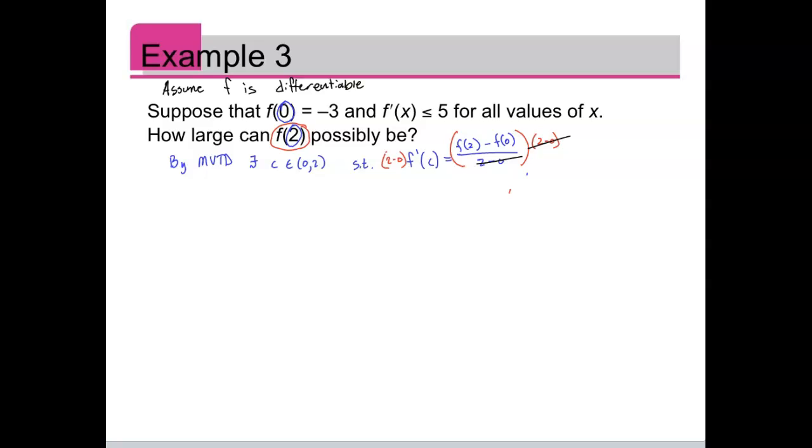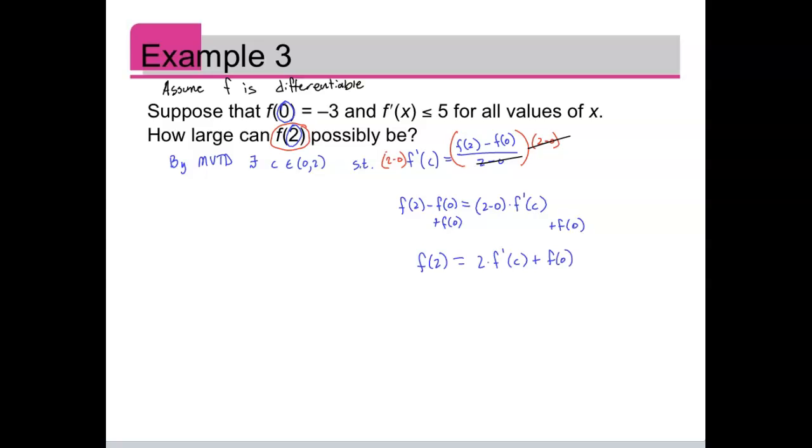But now we end up with this form of the equation, the alternate form that I was talking about earlier. So f of 2 minus f of 0 equals 2 minus 0 times f prime of C. And then again, I said I'm going to isolate the f of 2, so I'll just add f of 0 to both sides. Okay, so f of 2 is equal to 2 minus 0, which is 2, times f prime of C plus f of 0.